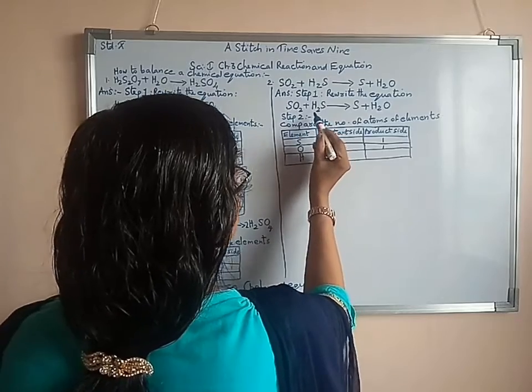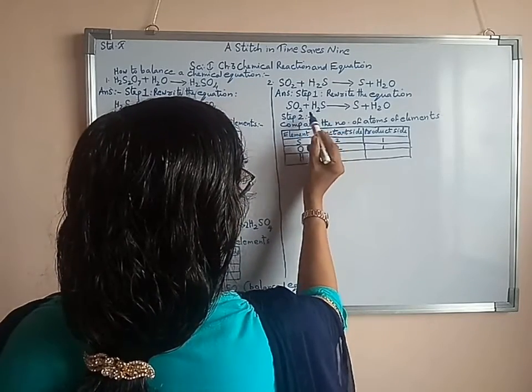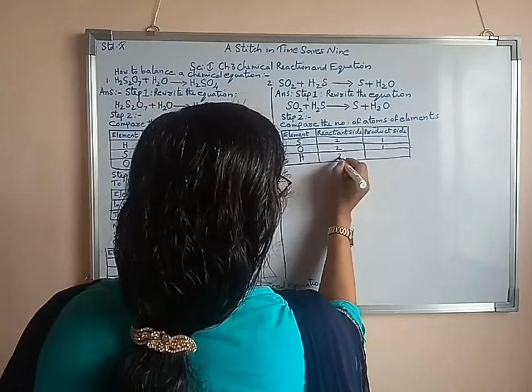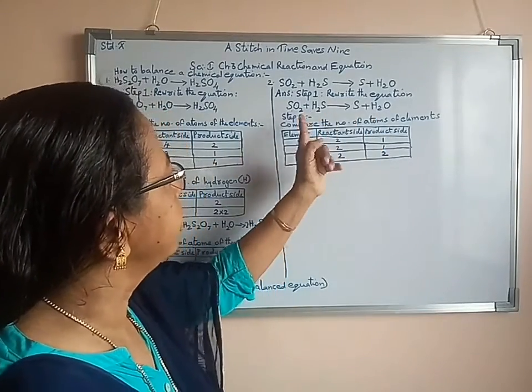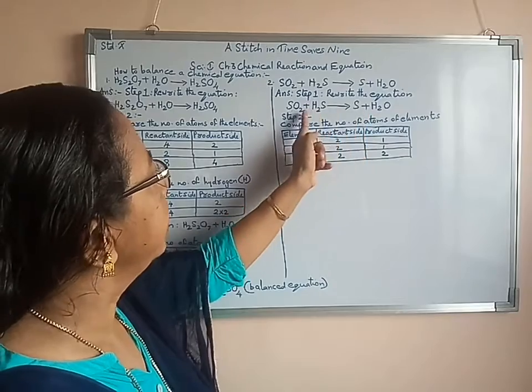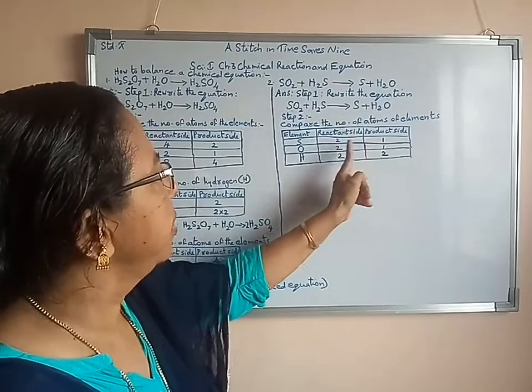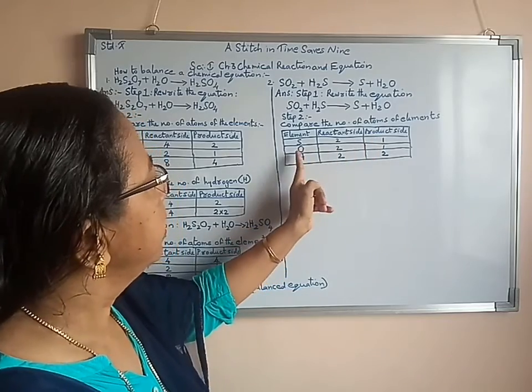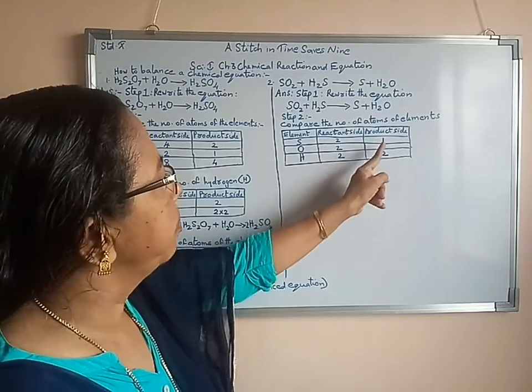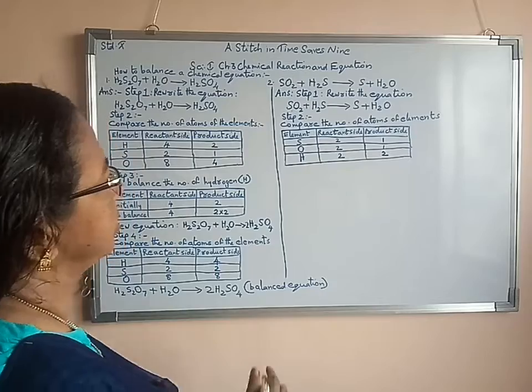Now hydrogen. Hydrogen here 2, here also 2. So both the side hydrogen's number balanced. But the sulfur is different, even oxygen is different. Here reactant side 2 sulfur, product side 1 sulfur, reactant side 2 oxygen, product side 1 oxygen.